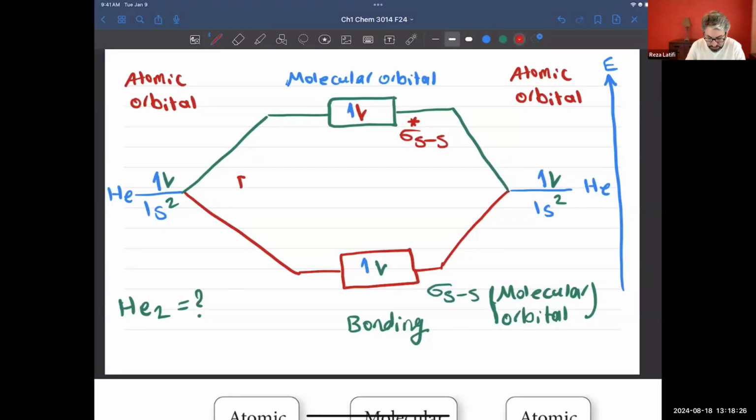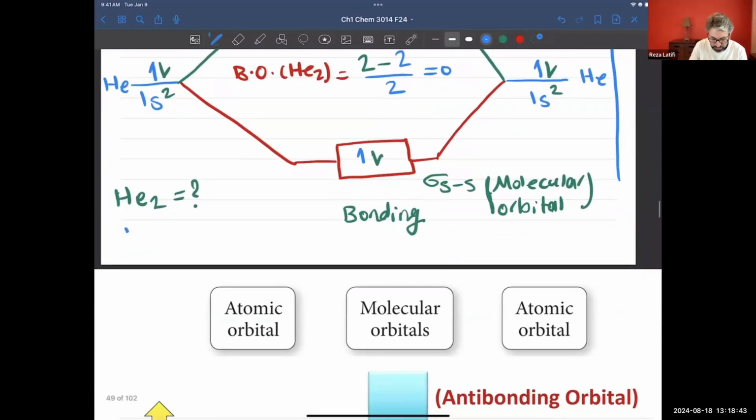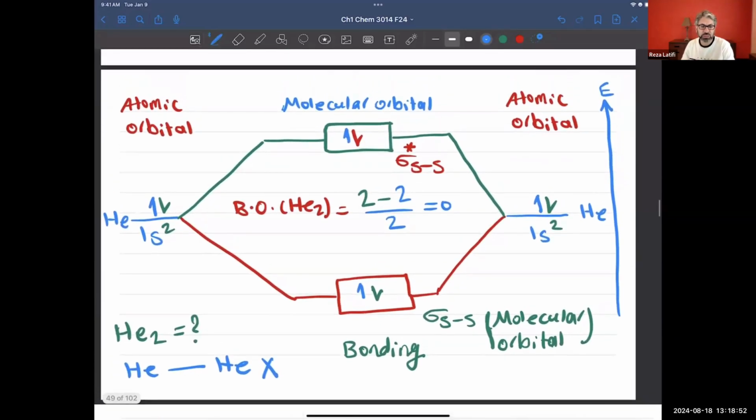Now let's get the bond order. Bond order for He2, we have 2 bonding, or 2 inside sigma. And how about anti-bonding? We have also 2 there, divide by 2, that's going to be 0. What does it mean? It means you cannot have helium attached to another helium. That's not possible. So how can I get 2 helium attached to each other? One way is to remove 1 electron from the system.